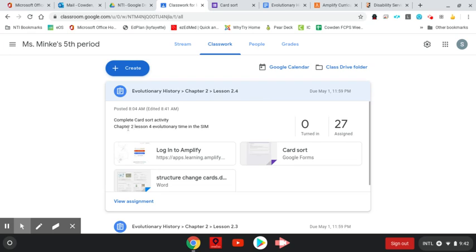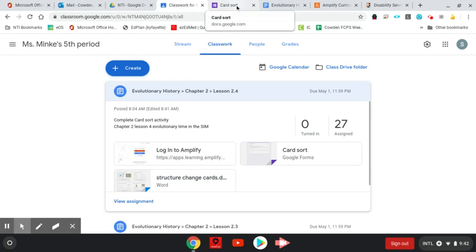She only wants you to do the homework from Lesson 2.4 on Amplify. She does have a card sort activity for you to do, which she has attached a Google form for you to submit your answer, and she has provided a document that has the cards on it.